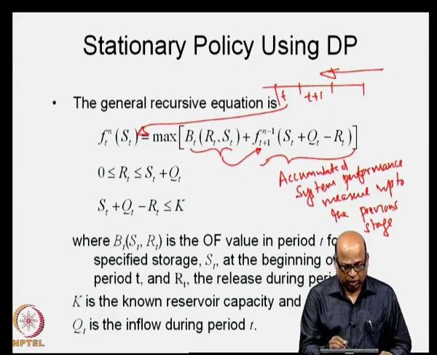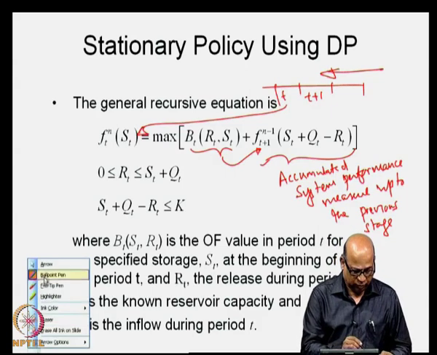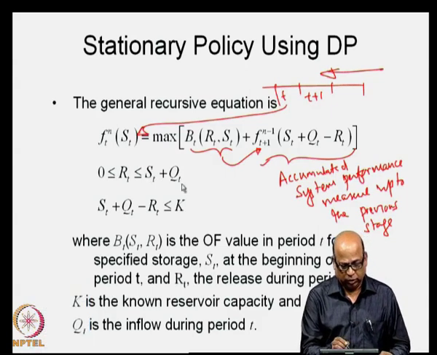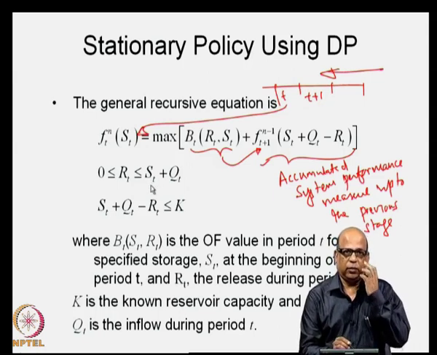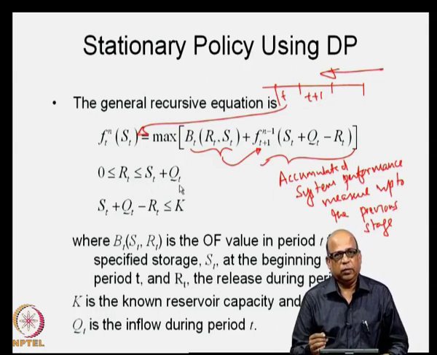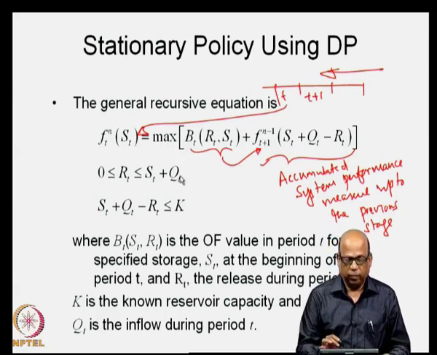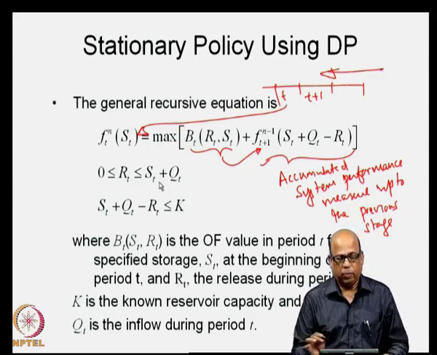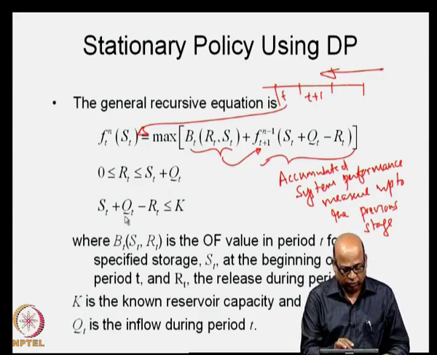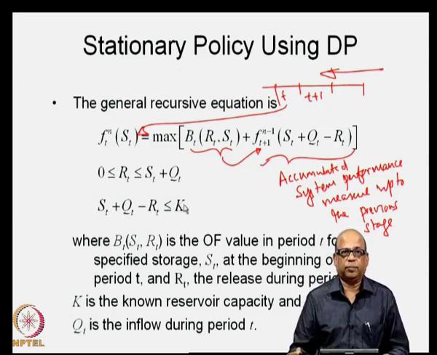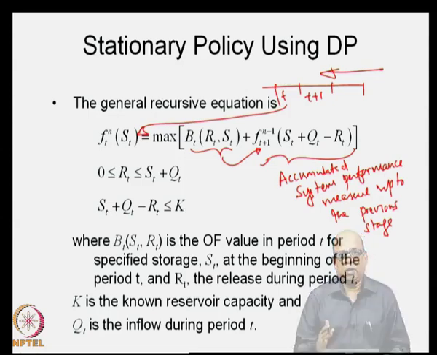And of course, you will have these conditions, that is, the release must be limited to the water that is available in that time period, St plus Qt. You can also deduct the evaporation from this, so St plus Qt minus Et, but for the simple formulation we will ignore the evaporation, and this is St plus Qt minus Rt. After making the release, whatever amount of water is left in the storage must be less than or equal to the capacity. K is the capacity.